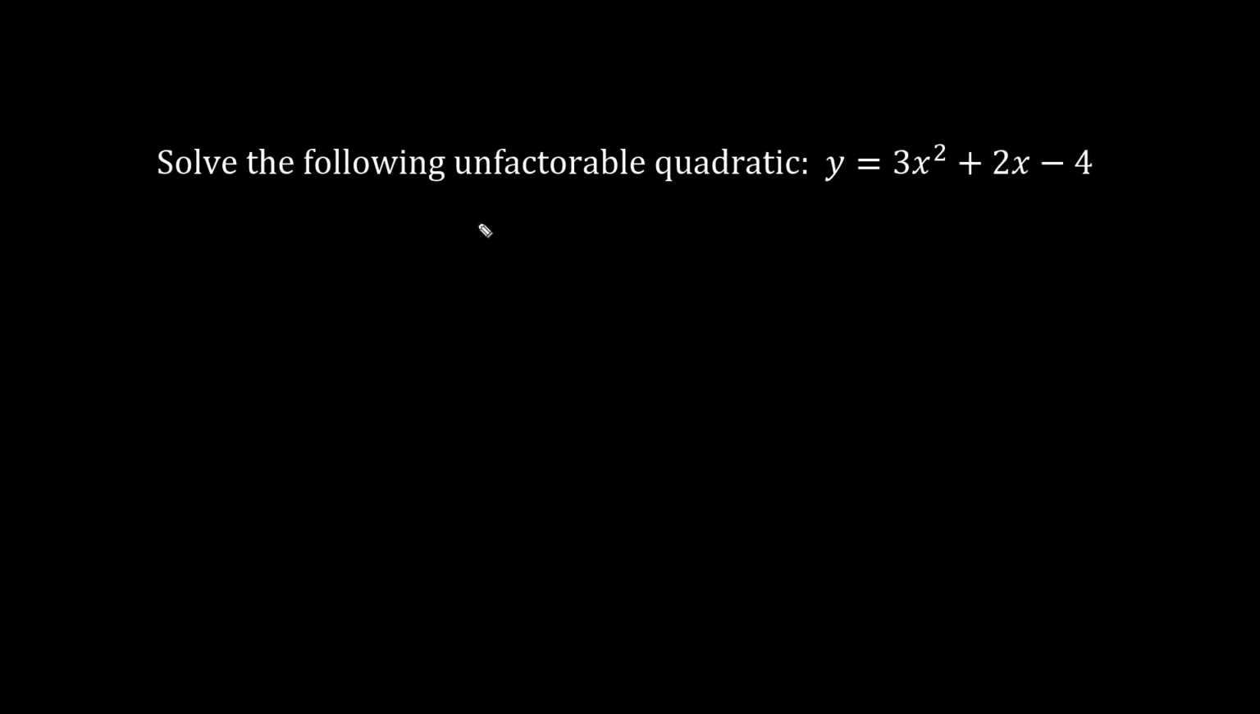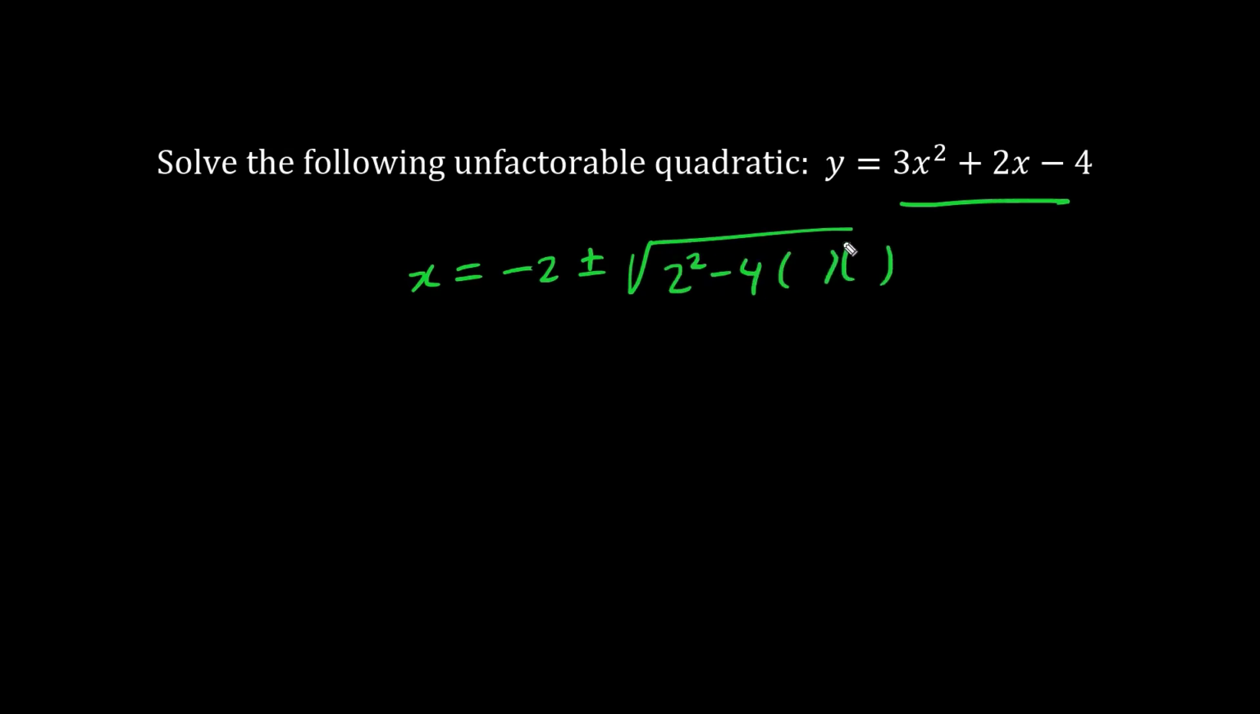Let's solve the following unfactorable quadratic. We can't factor this, so we'll use the quadratic formula. X equals minus b, which is minus 2, plus minus the square root of b squared, that's 2 squared, minus 4ac. A is 3, and c is negative 4, all over 2 times a, which is 3. So we have the square root of 4. 2 negatives multiplied become positive. 4 times 3 is 12. 12 times 4, we have 48.